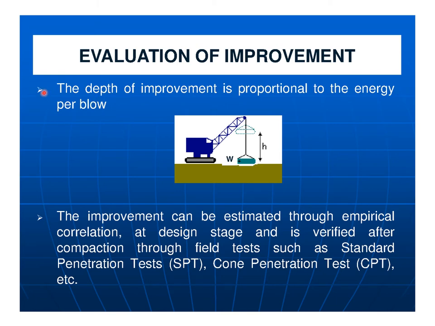The depth of improvement is proportional to the energy per blow. The improvement can be estimated through empirical correlation at design stage and is verified after compaction through field tests such as standard penetration test, cone penetration test, etc. So, two important things: the weight, that is W, and the height through which it has been dropped. These two things are very, very important when you are considering dynamic compaction.